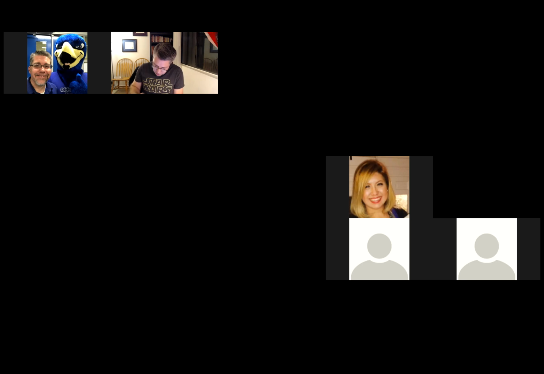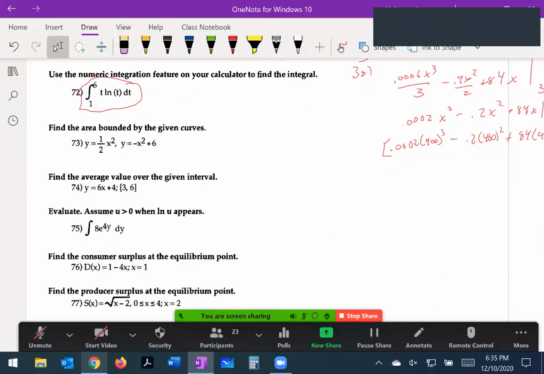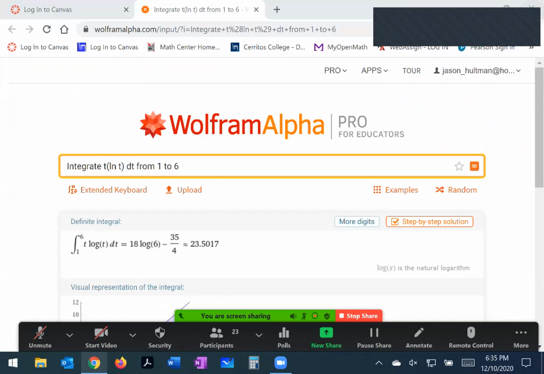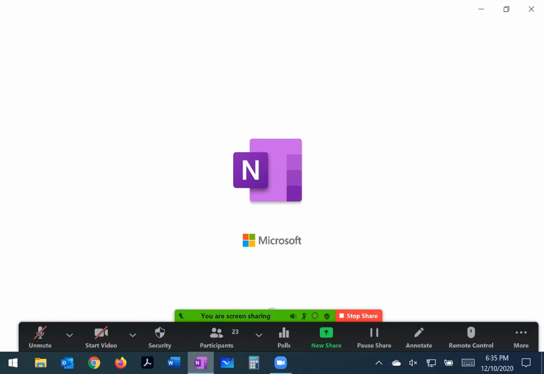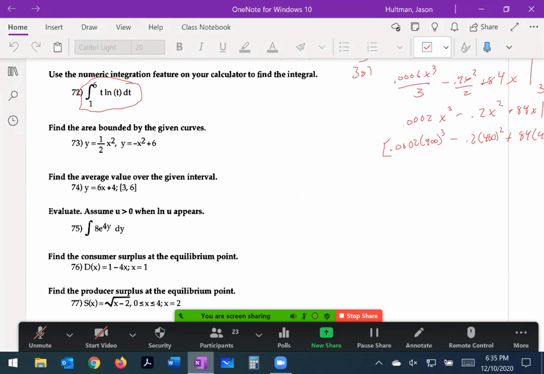Share my screen. The whole thing. Okay, any others?